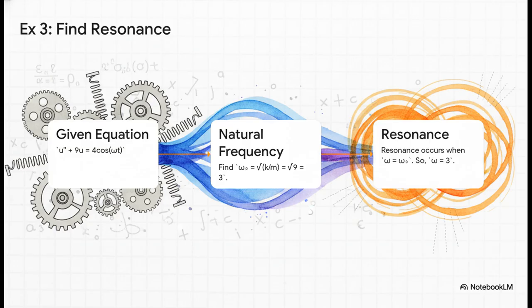And for our last example, let's nail down that concept of resonance. To find the resonant frequency for this system, all we need is its natural frequency. We can just look at the equation and see that the mass m is 1 and the spring constant k is 9. We know the natural frequency is the square root of k over m, which is just the square root of 9, so it's 3. That means resonance will happen if and only if that driving frequency omega is also 3. It's really as simple as that.